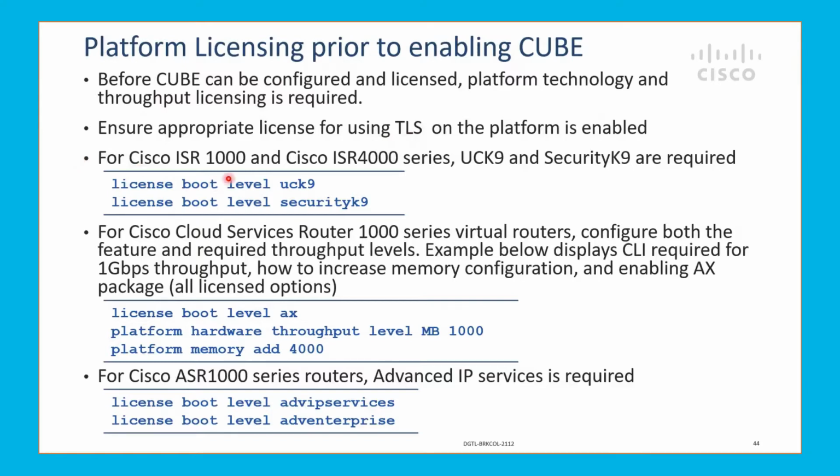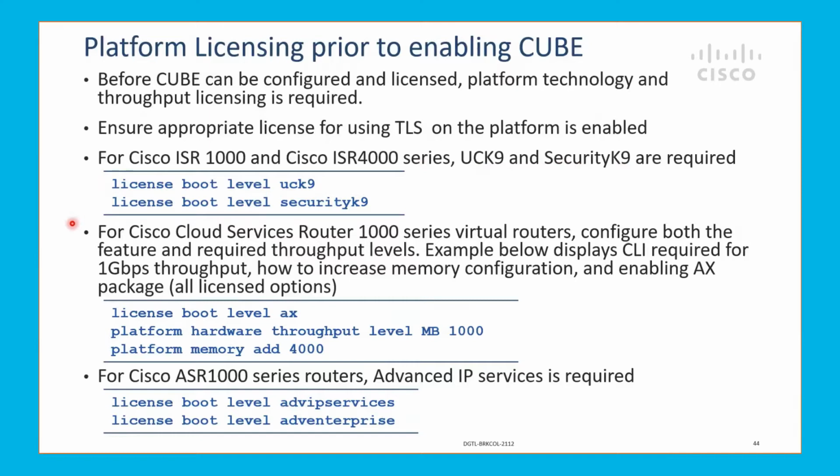When it comes to the ISR 1100 series and the 4000 series, which is the 4300, 4400 series, these platforms require the unified communication and the security K9 technology packages. Security K9 is only required if you plan on doing SRTP and SIP over TLS. But unified communication, known as the UCK9, is required for you to be able to access the Cube CLI. As of this recording, this is the CLI that is used to enable both the UCK9 and the security K9 package.